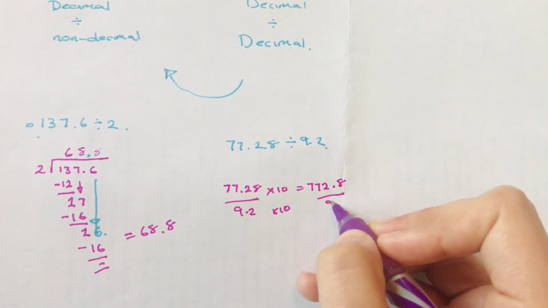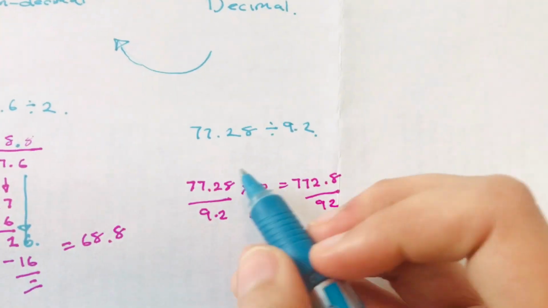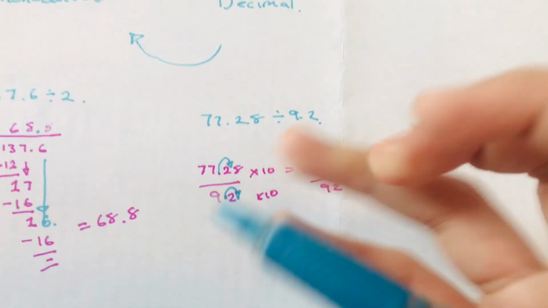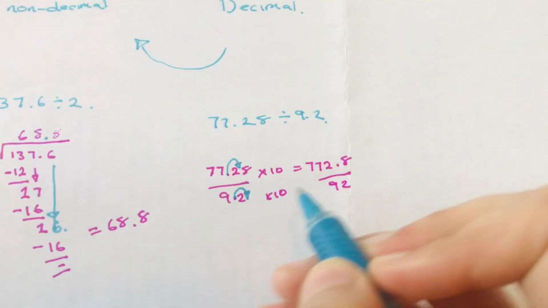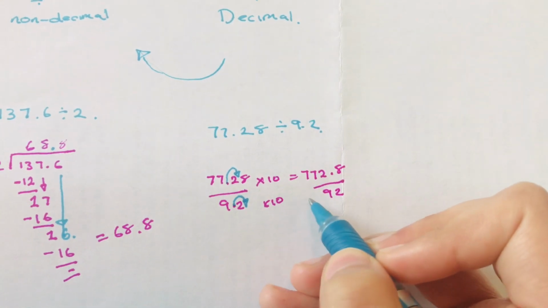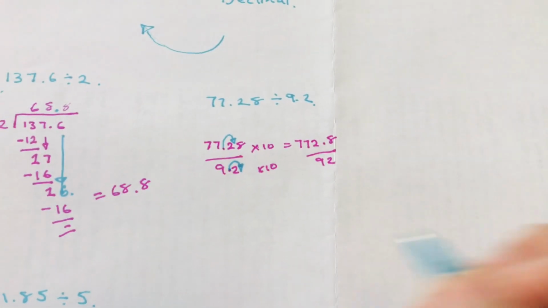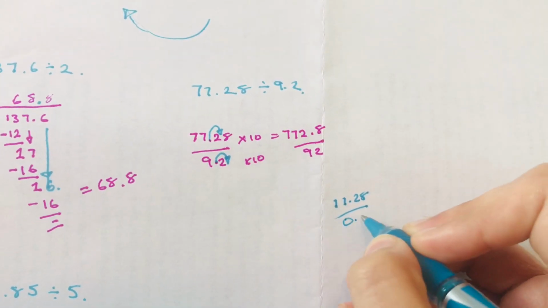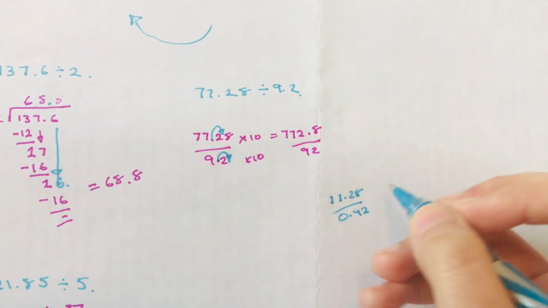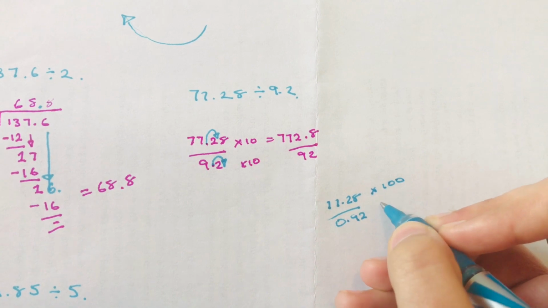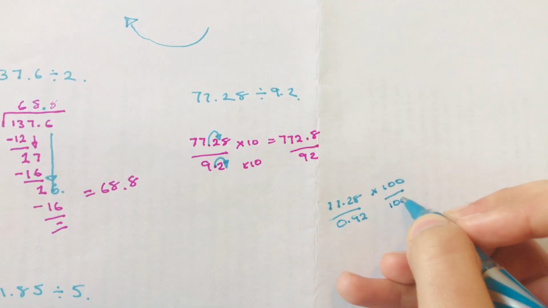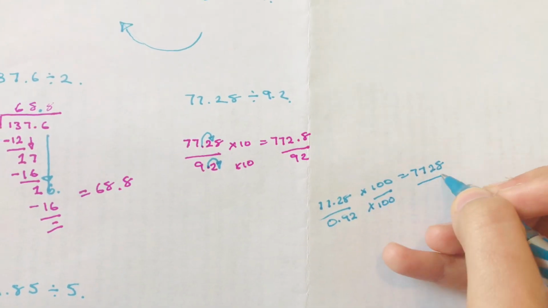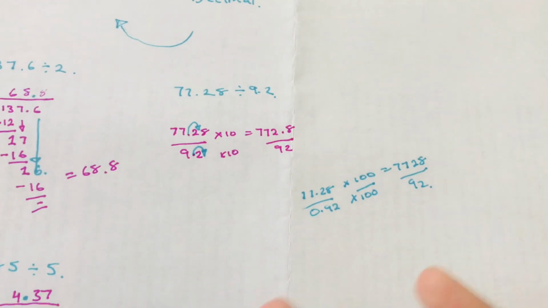772.8 over 92. So what will happen here is the decimal point will shift to the right one step. Depending on how many numbers are there after the decimal point, you can increase the zeros, right? Okay. So for example, if you had 77.28 over 0.292, right? You wouldn't multiply by 10 over 10. You would multiply over 100 over 100. Okay? And then you would get 77.28 over 92. I hope you got it by now.